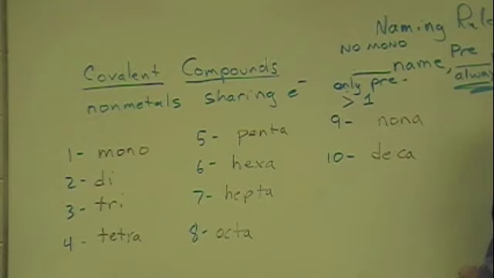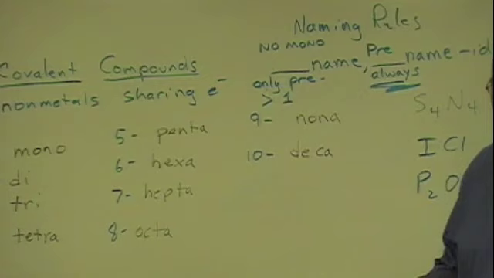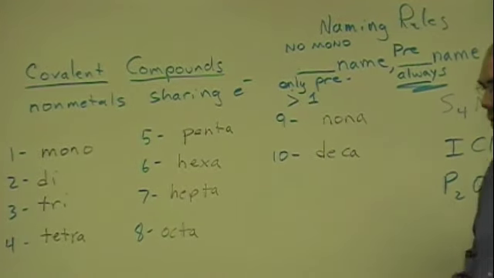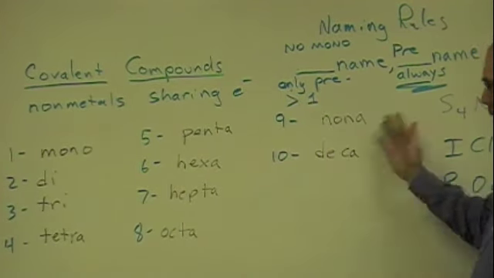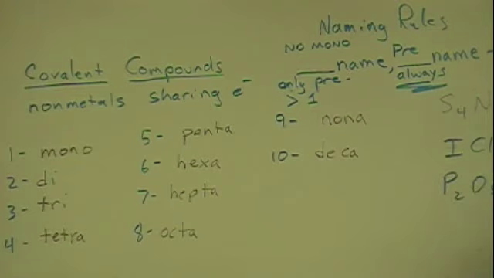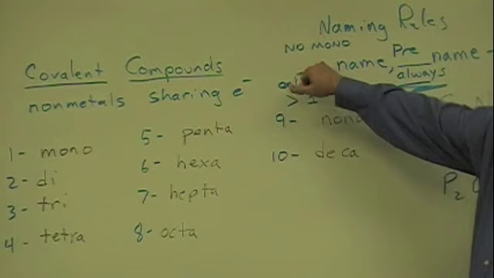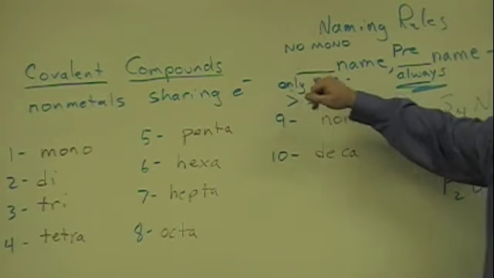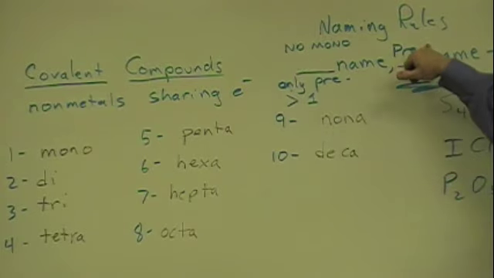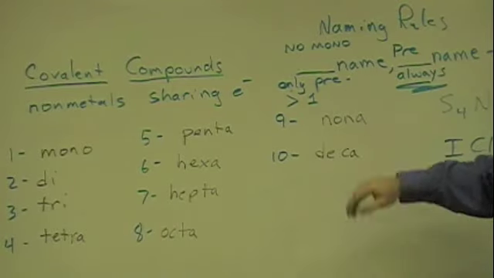10 is deca. Okay, I can't think of a compound where I've ever seen 11. It's undeca. 12 shows up once in a blue moon. It's dodeca, but these are the ones that we use all the time. So now here's what we're saying: you never mono the first guy. You will mono, di, tri, whatever the second guy. So we never prefix the first one if it's mono.